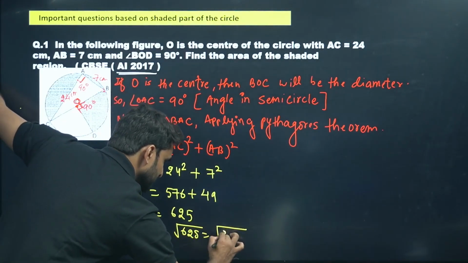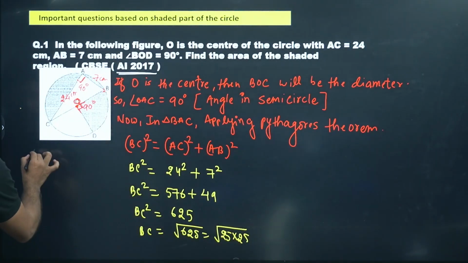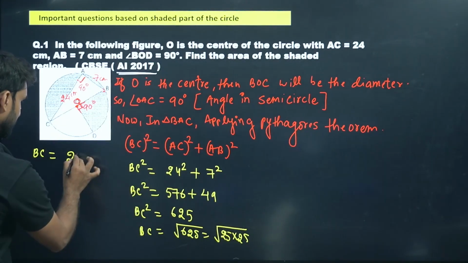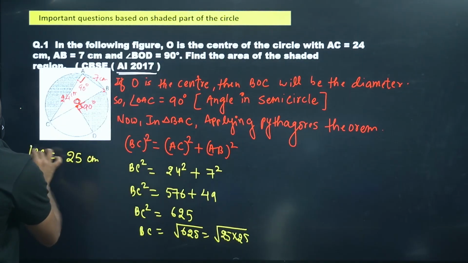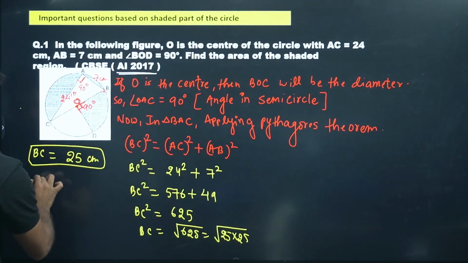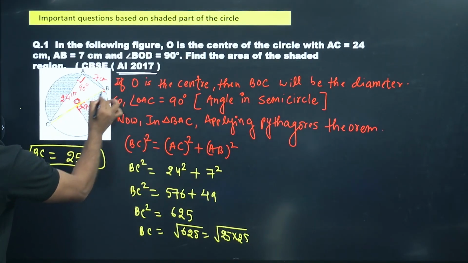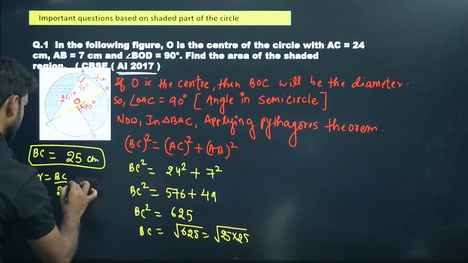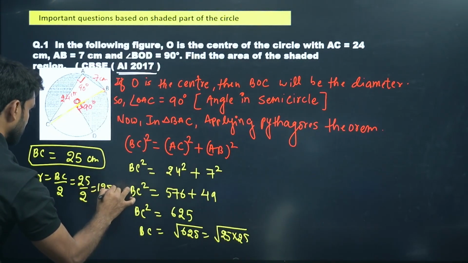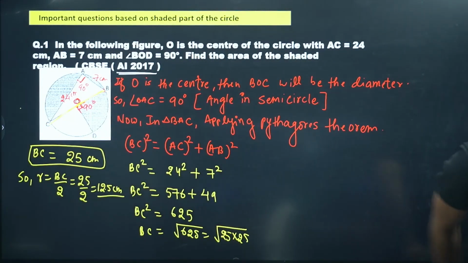625 can be factorized as 25 into 25. So we have found BC. BC will be equal to 25 centimeter. If BC is 25 centimeter, what will the radius be? The radius will be BC by 2, because BC is the complete diameter. So half of BC will be the radius. 25 by 2, that will be 12.5 centimeter. So we have calculated the value of the radius, which is equal to 12.5 centimeter.